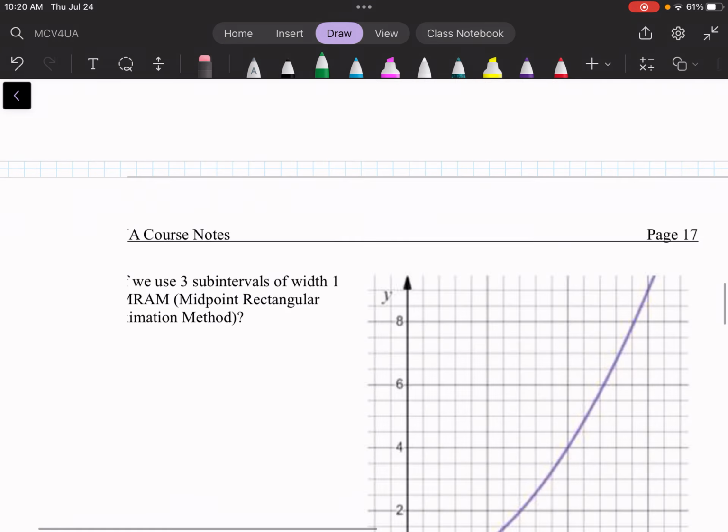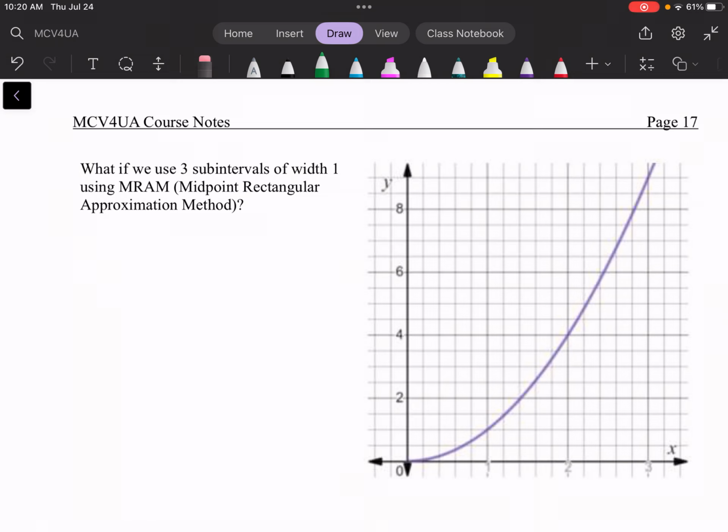This one you might need a calculator to figure out some of the values, but I'll show you it's not so bad. Okay? So again, what we do is we have our 3 subintervals, 1, 2, and 3, but the middle point of 1 from 0 is 0.5. The middle point between 1 and 2 is 1.5. And the middle point of 2 and 3 is 2.5. So what we're going to do is create points on our function at each of these values, and we're going to create our rectangles from that.